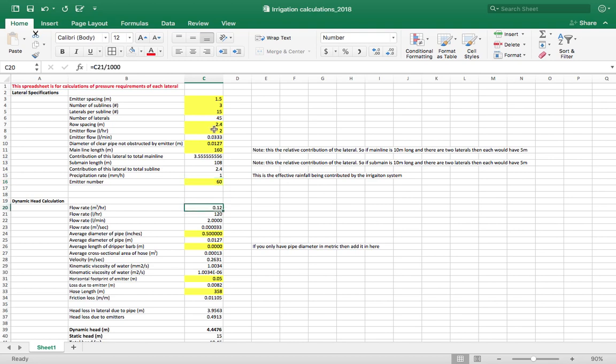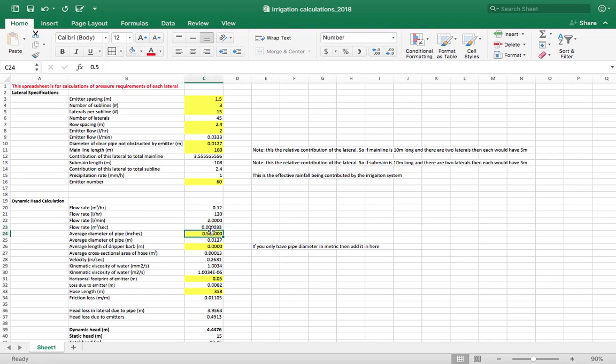Okay, so based on our desired emitter flow, and we can change that emitter flow by increasing pressure in the system or getting different dripper types, these are the flow rates. We need flow rate in cubic meters per second for some of the formula. So I've got all those calculated. So you have a quick look at those, and if any of them looks silly, then we can see that there will be an error.